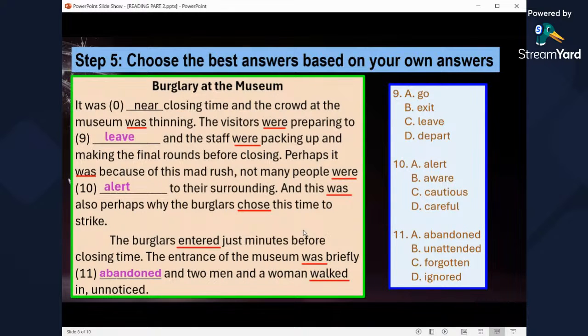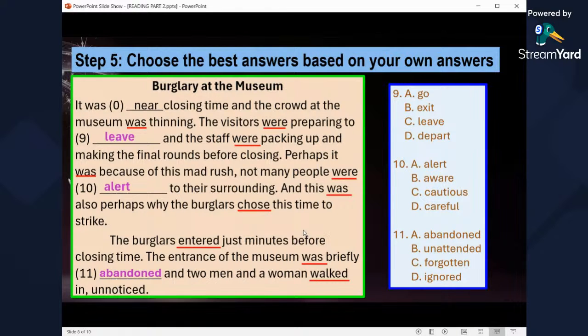So you choose the best answer based on your own answer, right? I already got number 9, leave. And you have someone who said exit, right? Then you say, wow, everything looks like they can be used. So how do you choose then? The visitors were preparing to go. No, go is not so good. We're preparing to exit. Exit, because somebody gave me that answer, right?